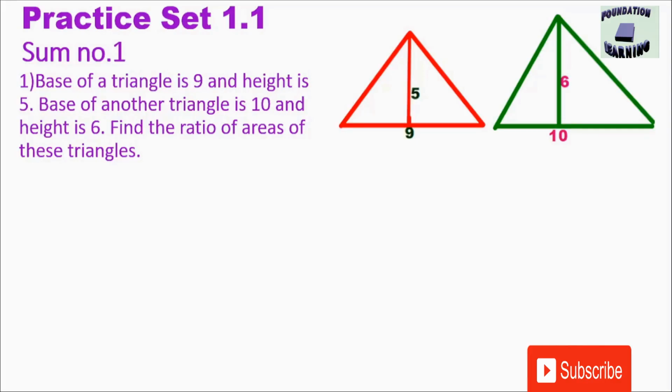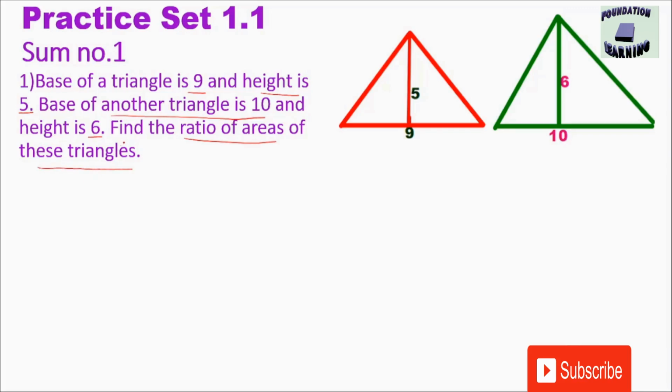Today we are starting with practice set 1.1, sum number 1. The question given in the exercise is: base of a triangle is 9 and height is 5. Base of another triangle is 10 and height is 6. Find the ratio of areas of two triangles.